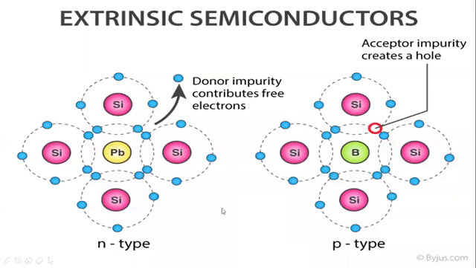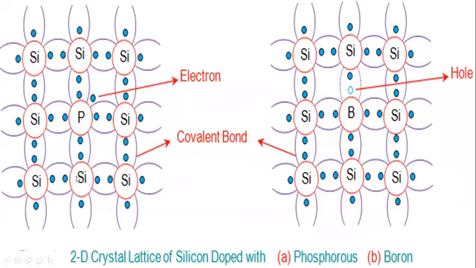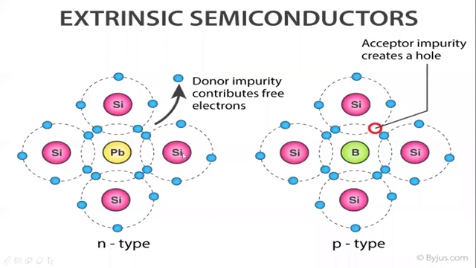So these types of semiconductors which have impurity atoms are called extrinsic semiconductors. Lead also makes an N-type semiconductor. You can see the lead atom is present in the center. It is sharing its 4 electrons with the neighboring 4 silicon atoms. One donor impurity electron is free. 1 electron has gone free. So this is also called a donor atom. It is donating 1 electron, and this type of semiconductor is called N-type semiconductor.